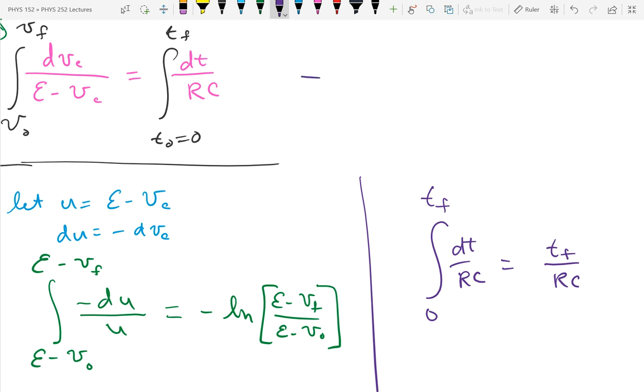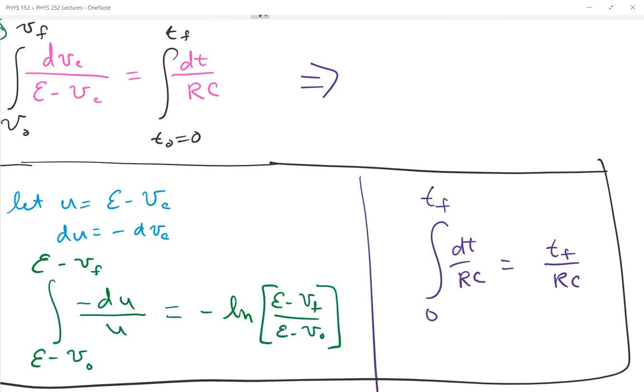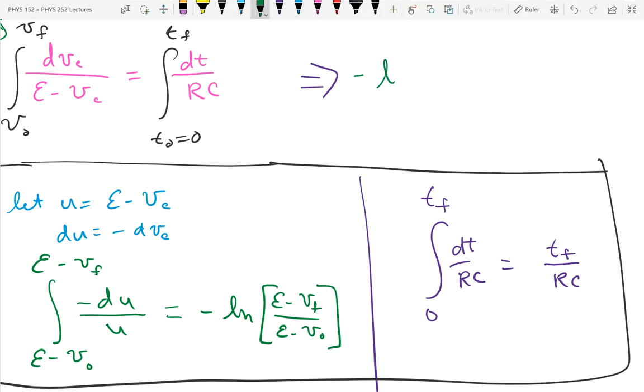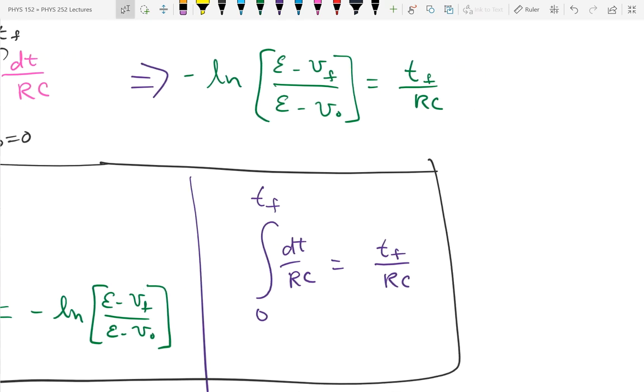So I have an equation here. I've done the two integrals down below. And so my equation is now minus natural log of (EMF minus voltage final) over (EMF minus voltage initial) equals T final over RC. Well, we've got that pesky minus sign. What's the quick way to get rid of the minus sign? Okay, the quick, legitimate way. Help me out, Corso.